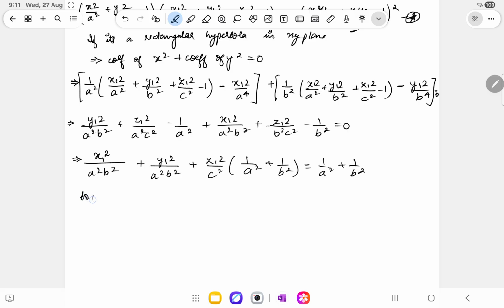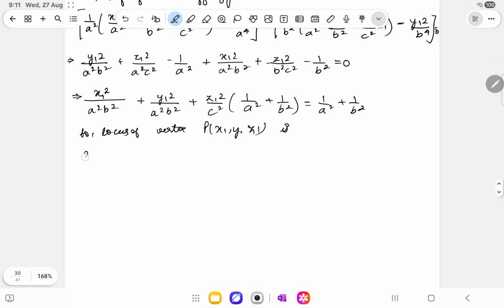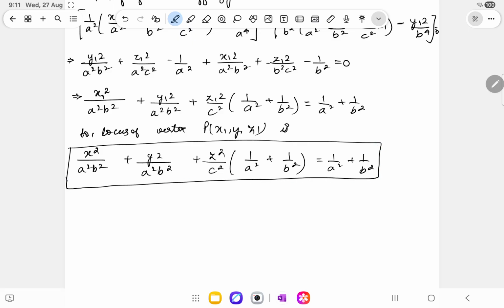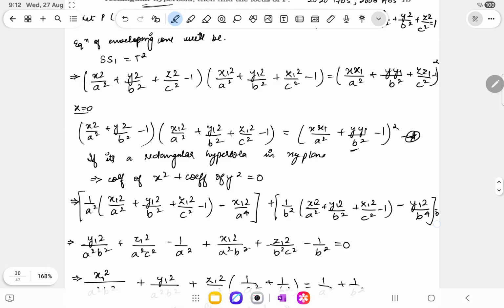So the locus of vertex P, that is x1 y1 z1, is basically x square upon a square b square plus y square upon a square b square plus z square upon c square into 1 by a square plus 1 by b square, which is equals to 1 by a square plus 1 by b square. So this is basically the locus of required vertex of enveloping cone of the given ellipsoid.